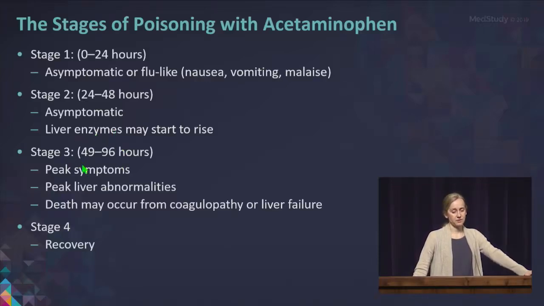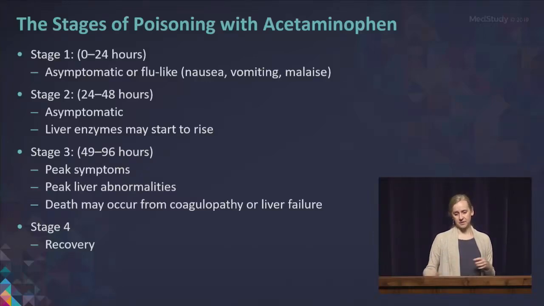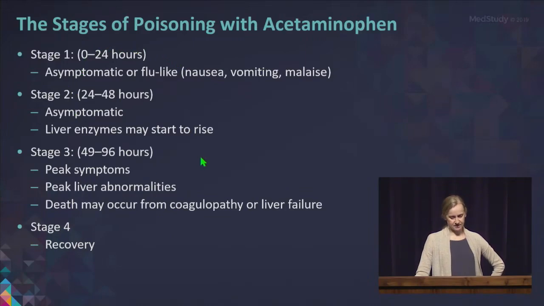Stage 3, between 49 to 96 hours, is when the symptoms really peak. And this is when the patient comes in jaundiced and coagulopathic, and their LFTs are massively elevated, and this is when death can occur. And so the patient really requires maximal support to make it through this period. But if you can get them through those first 96 hours, those first 4 days, they can recover their liver function quite phenomenally well. So you're really trying to support them through this.